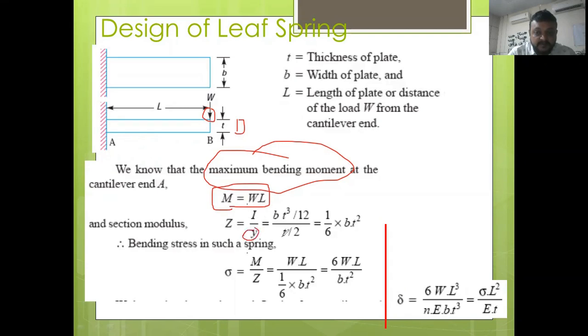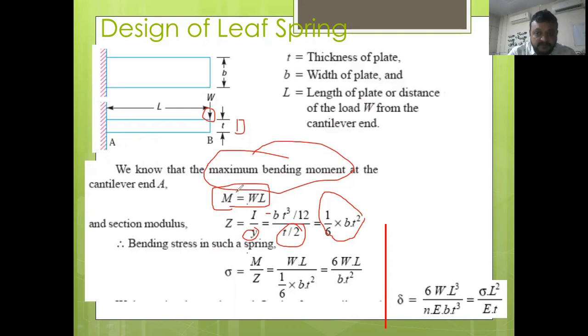Y is the center distance, that is T by 2 along the thickness axis, and I is equal to BT cube by 12. So putting this equation and simplifying this will give Z is equal to 1 by 6 BT cube or BT square by 6. Z is equal to BT square by 6.